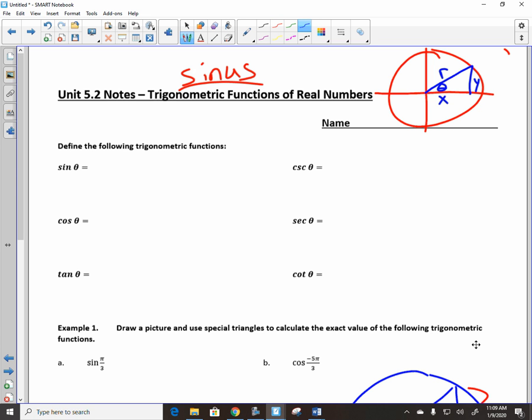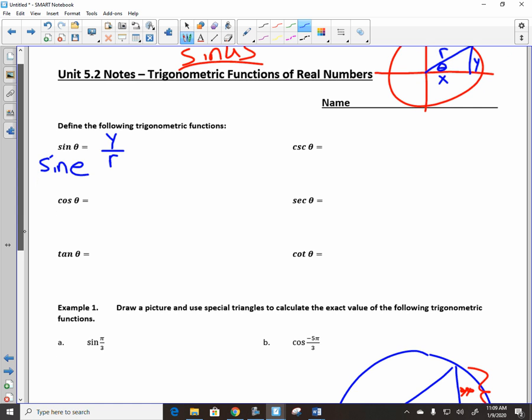So what's the sine value? What's the sine of theta? It's defined to be the y value divided by the radius. So it's actually spelled S-I-N-E. Please don't say sin. We're not talking about sin. Okay, we're talking about the sine function. The cosine function happens to be x divided by r.